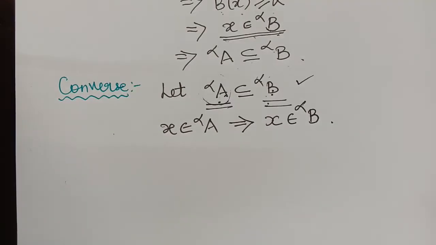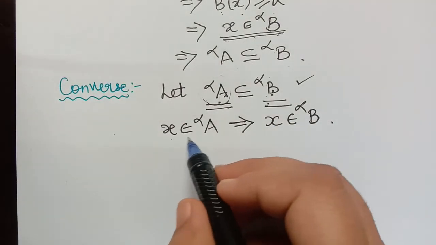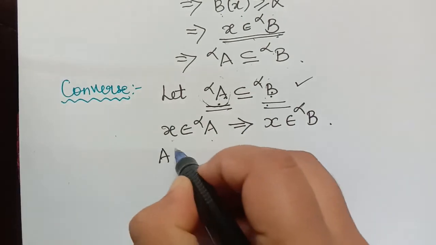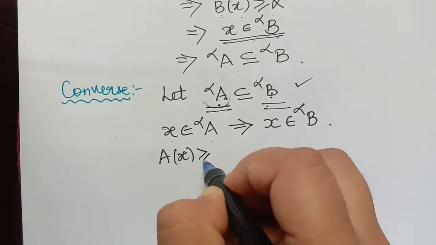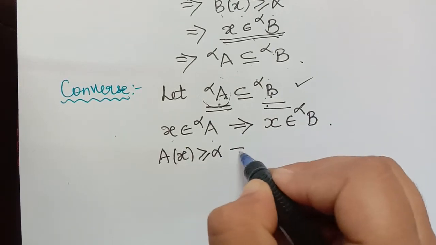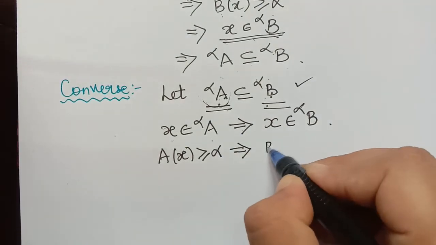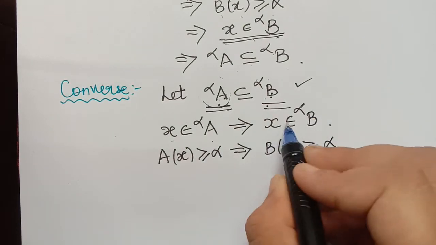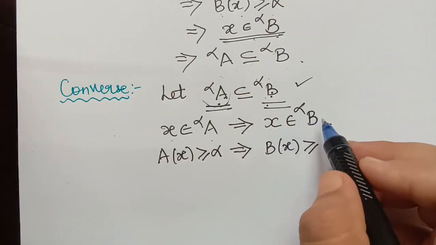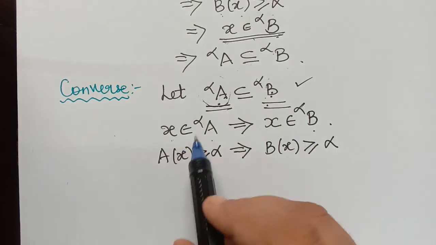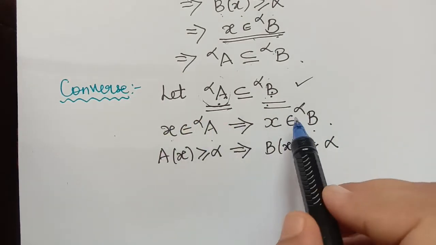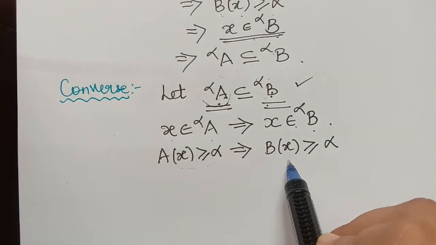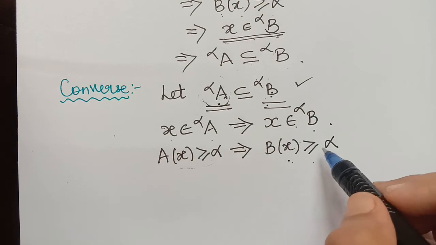So now, from this we can say, since X is an element of the alpha cut of A, that A of X is greater than or equal to alpha. And this implies what? B of X is also greater than or equal to alpha, because X is an element of alpha cut of the set B. So because we had this, we have got this. From this it got implied that B of X is greater than or equal to alpha.